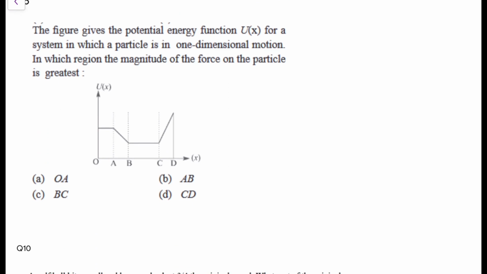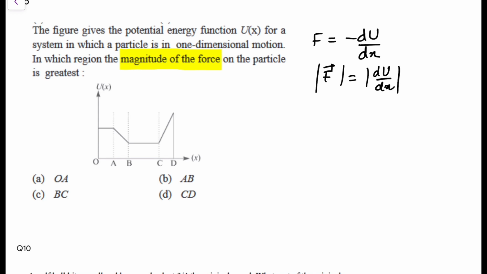The figure gives the potential energy function for a system in which a particle is in 1D motion. In which region the magnitude of the force on the particle is greatest? Now it's a conceptual thing. It is just asking magnitude of force, so you need not decide whether it is positive or negative. You have to just check the magnitude, and the U-x curve is given. So we know F is equal to minus dU by dx. So the magnitude of the force will be given by magnitude of the slope. That means the steepest region will have the greatest force.